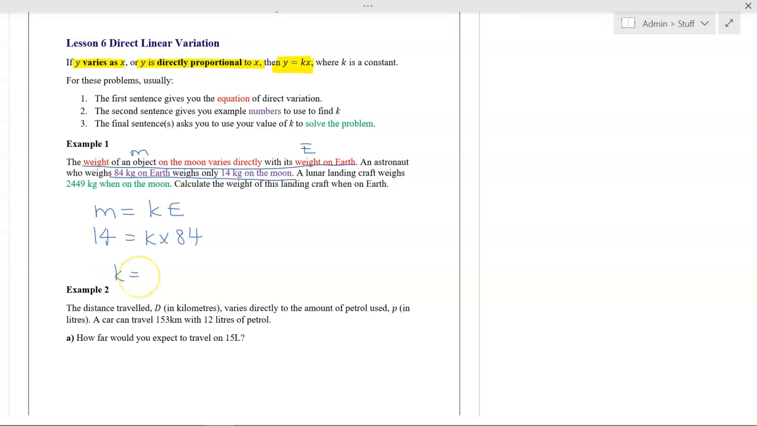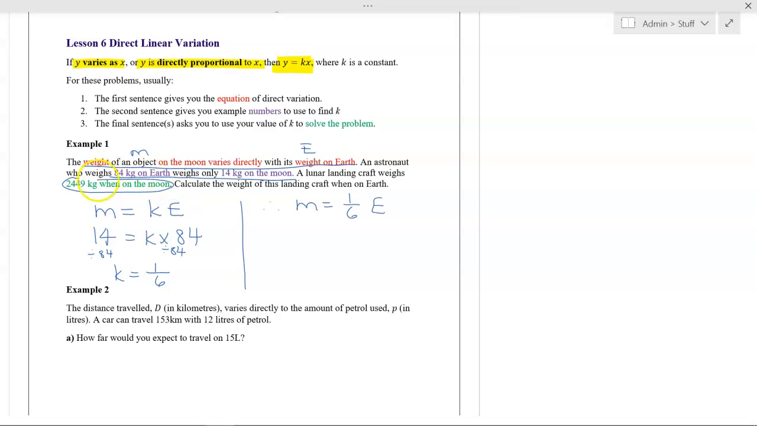I now need to solve that equation. So I'm going to divide both sides by 84, or over 84 if you prefer, and we'll stick to a fraction because it's exact, and I'll get k equals 1/6. So now let's rewrite our formula. M equals 1/6 times e. With this formula, we'll be able to solve a range of problems.